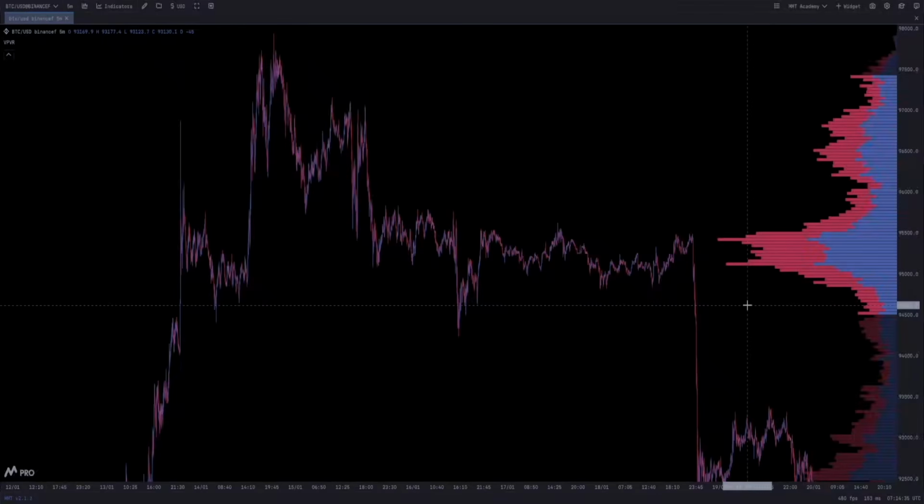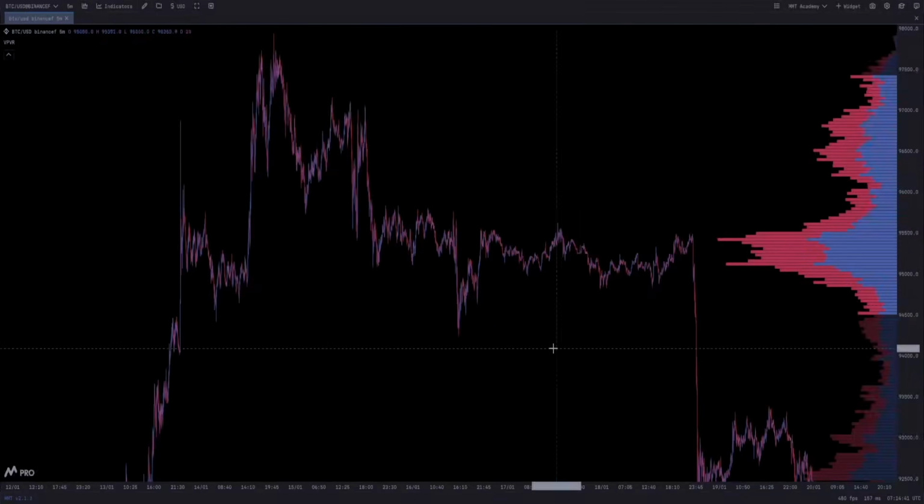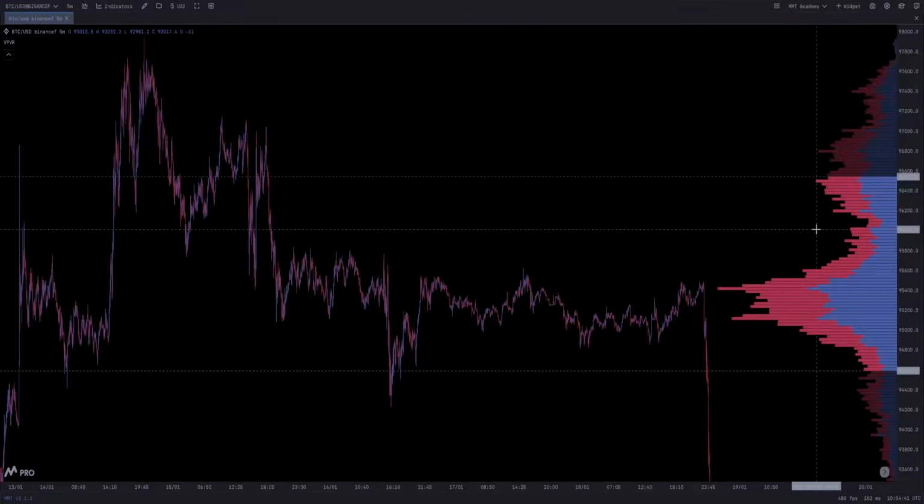The regions where price has transacted the lowest volume are called the low volume nodes, the thinner parts of the profile. The bright area on the volume profile represents approximately 70% of the total volume transacted, or one standard deviation. It is called the value area, and the top of the value area is called the value area high, and the low of the value area is called the value area low. To learn more about range and auction market theory, check out the MMT Academy.